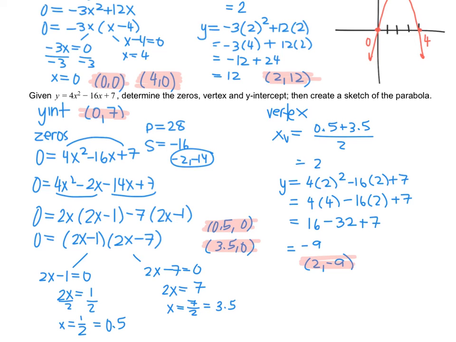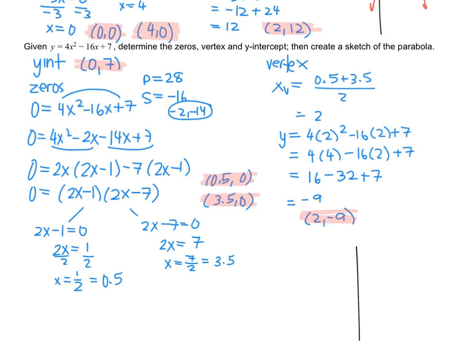And now a little sketch. 1, 2, 3, 4, and we're at 0.5 and at 3.5, and the vertex is at (2, negative 9). Let's say negative 9 is here. And our y-intercept is at 7. Let's say 7 is there. And again, it's just a sketch. That's why it looks quite rough, but it seems good. Nothing is wonky. If you had done your sketch and your vertex was way over here, but your zeros were here, you would know that you messed up somewhere, probably with the signs.